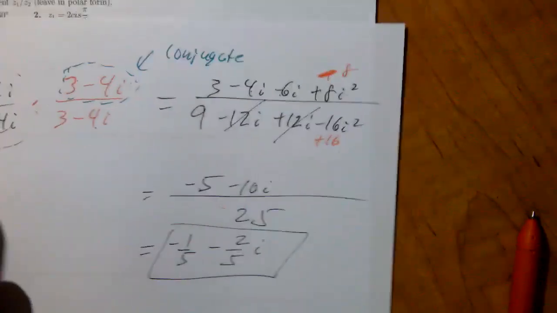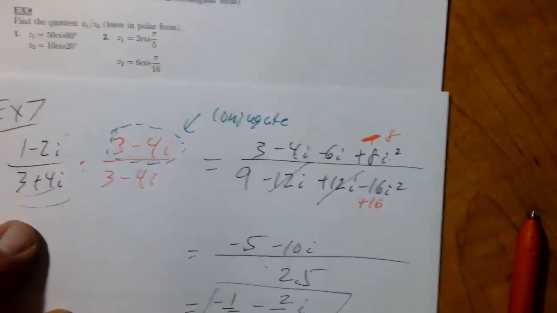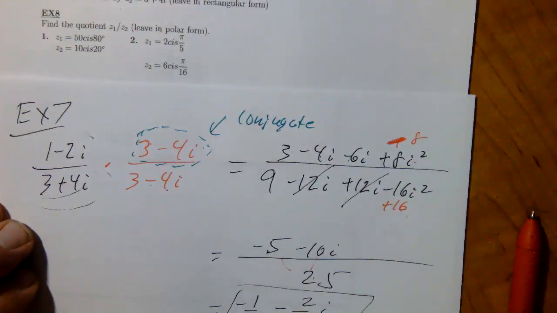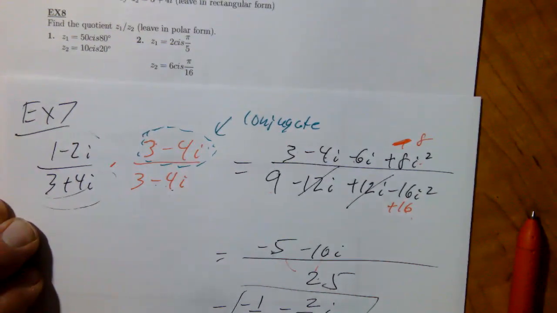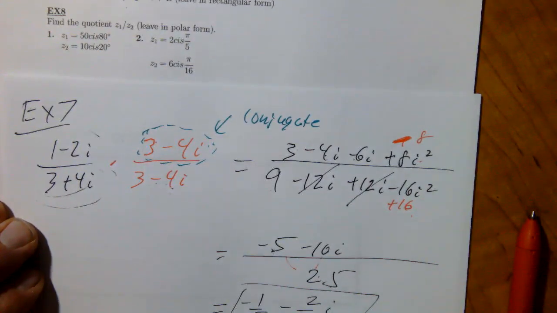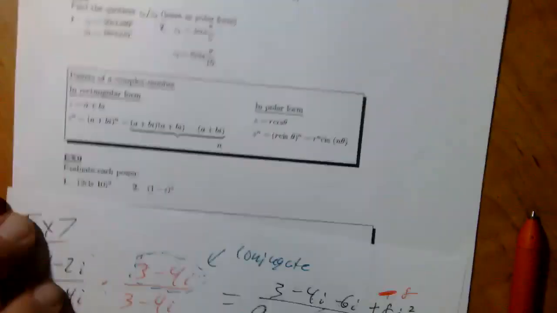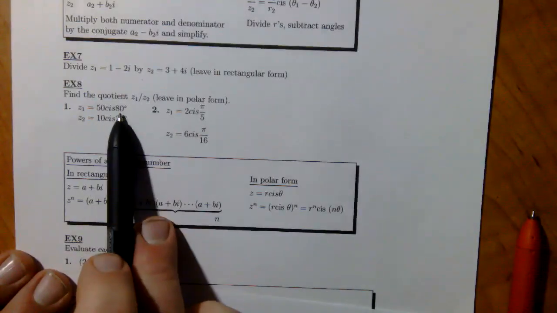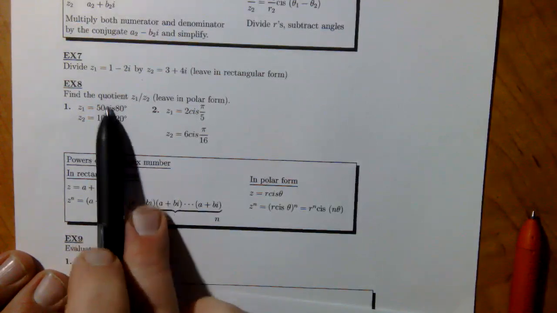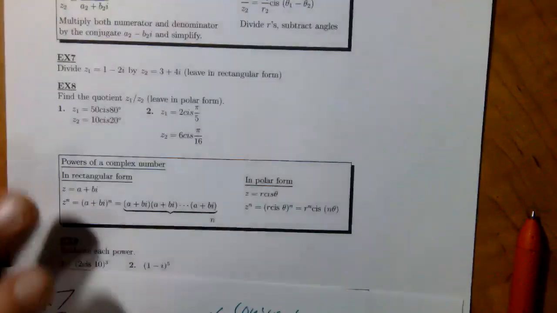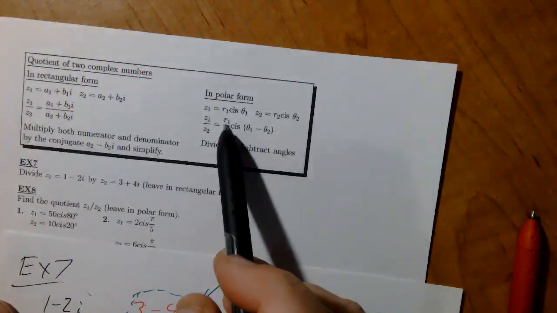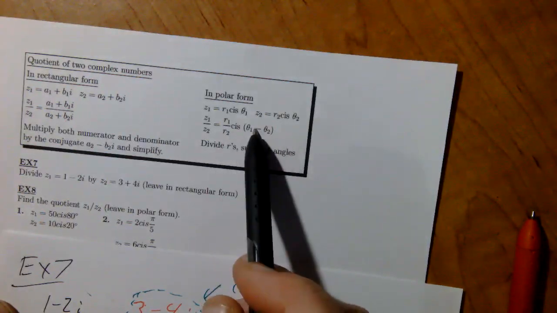Okay, but in polar, it's actually easier if you ask me, right? So let's do example 8 here. I'm just writing it down. Okay, I just wrote it down. So the two numbers, right? What I want to do is take this 50 cis 80 degrees and this 10 cis 20 degrees and actually do the division. Okay, so again, it's pretty straightforward. You literally divide them and then subtract the angles.